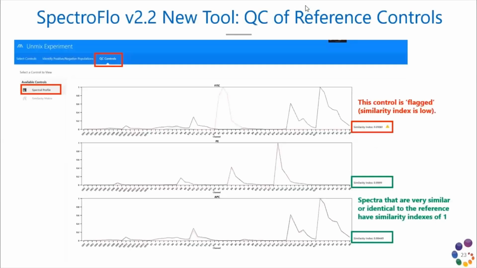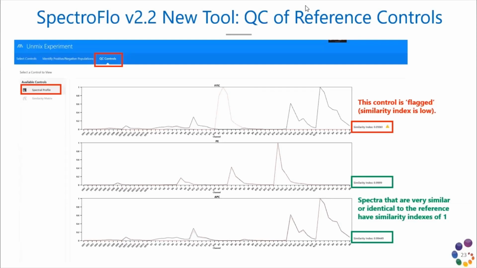In SpectraFlow version 2.2, we have a new tool to help you QC your controls. Remember we introduced the similarity index a few slides back to compare the uniqueness of different dyes to each other. We can also use this index to compare the control you acquire today in your experiment to a gold standard or benchmark control and tell you how similar or different they are. If you come out with a similarity index close to 0, the software will flag that control as it doesn't match the benchmark control.